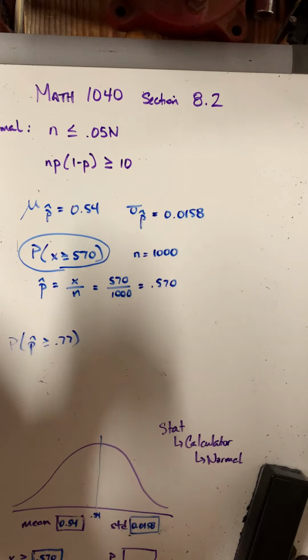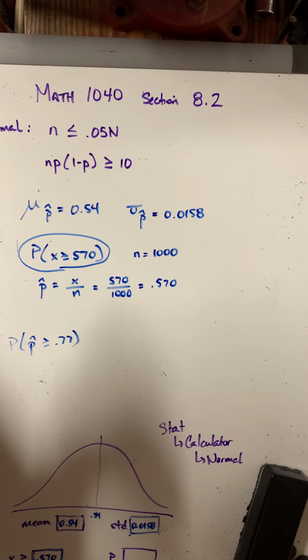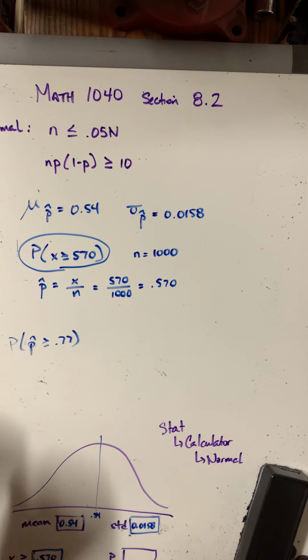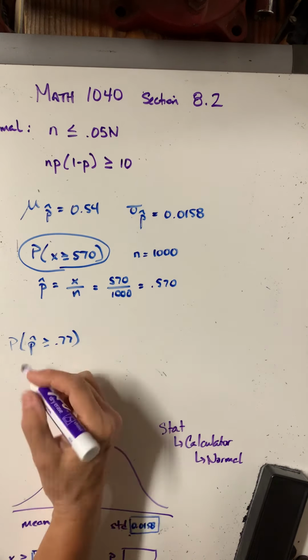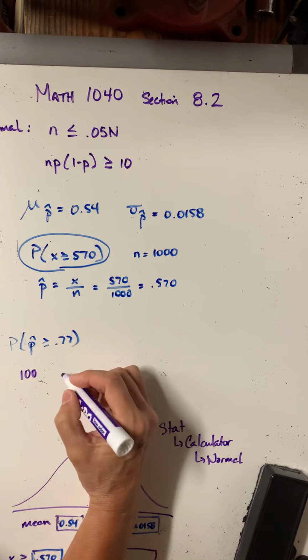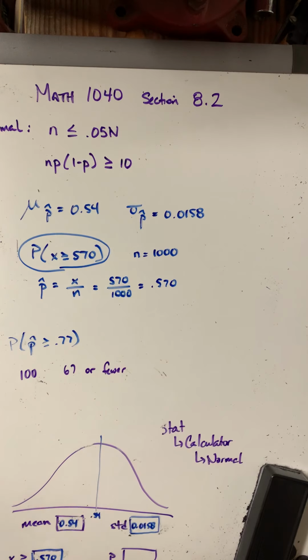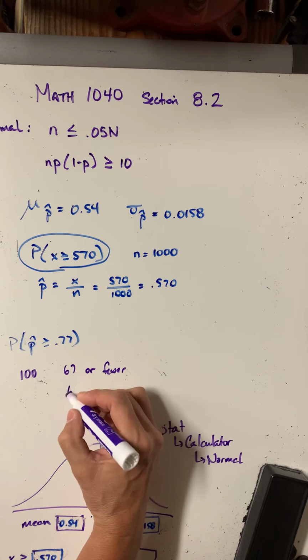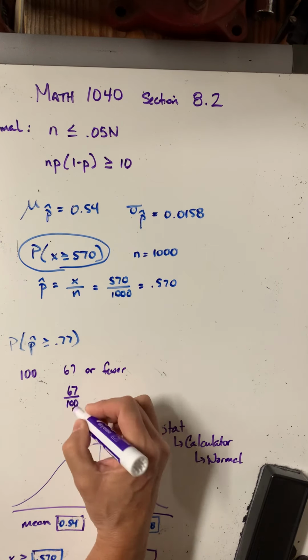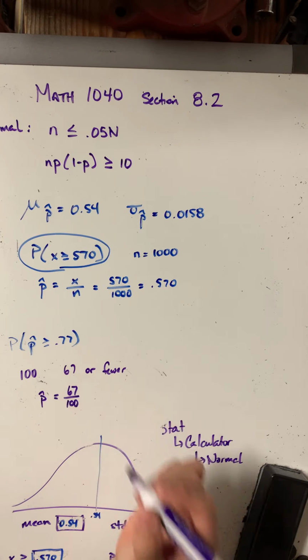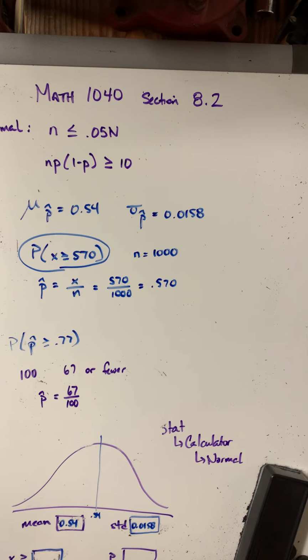And then part E, they say, use the distribution from part C. Would it be unusual for a survey of 100 people to reveal that 67 or fewer? So notice that they've changed the way they said it. In a survey of 100 people, 67 or fewer. Well, you're not going to do less than or equal to 67. You're going to do less than or equal to 67 over 100. You've got to put it into the proportion form. So that would end up being 0.67. Okay.